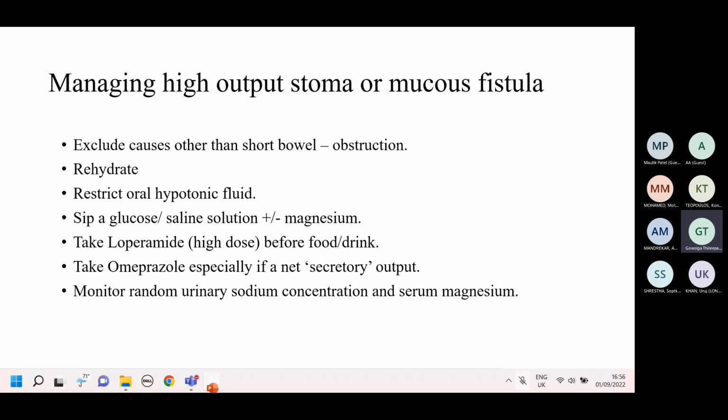And there is the high output stoma. Maybe in the ITU setup you may come across patients like this. So you should exclude short bowel and obstruction. You should rehydrate the patient well and restrict oral hypotonic fluids. The main aim is to rehydrate the patient. They say to take high-dose loperamide before food or drink, and maybe omeprazole will help. And you should monitor the sodium and magnesium concentration in the urine and the blood.